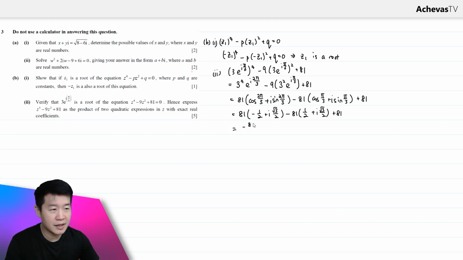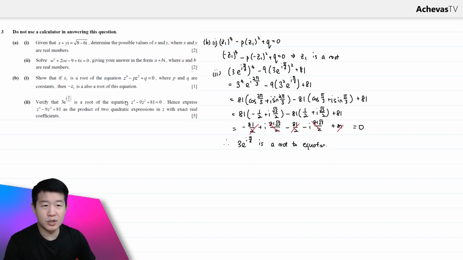So we have a minus 81 over 2 and a plus i of 81 square root of 3 over 2 minus 81 over 2. Then minus i of 81 square root of 3 over 2 plus 81. This can be cancelled to become 0, and this will also disappear to become 0. So this whole thing is equal to 0. Therefore, we can say that 3e to the power of i pi over 6 is a root to this equation.